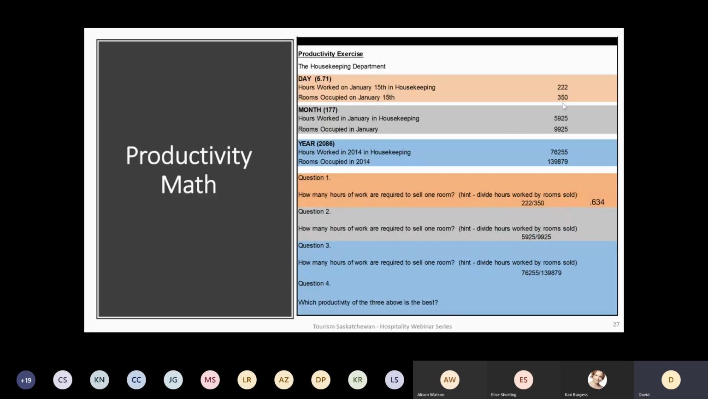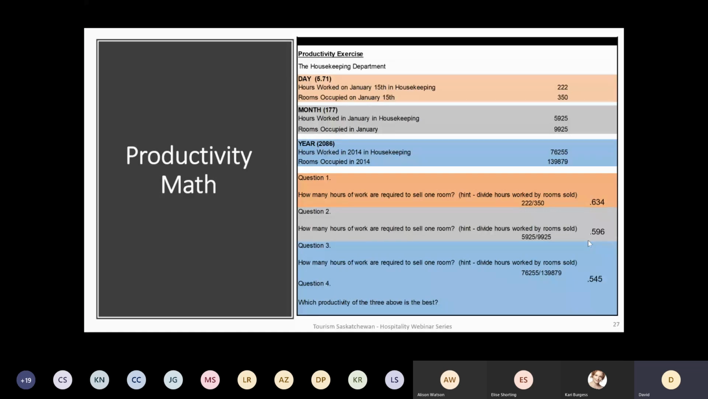The second question wants us to divide the number of hours worked by the total rooms occupied in January. We sold 9,925 rooms. So hint, divide the two. And what's the productivity for the month of January? It's 0.596. And then the third question is, what is it for the entire year? Wow, I worked 76,000 hours. I sold 140,000 rooms. Well, what's my productivity? My productivity is 0.545.